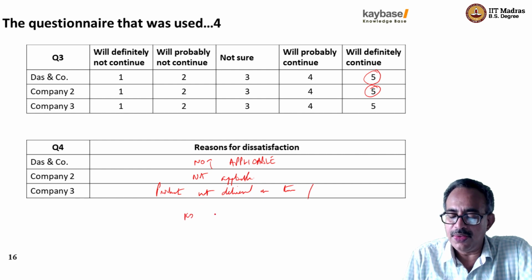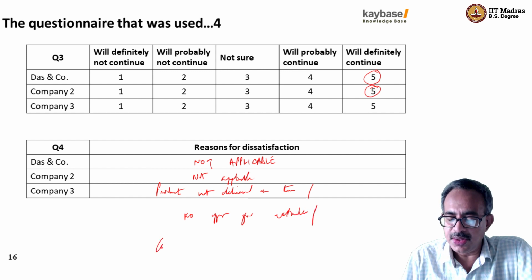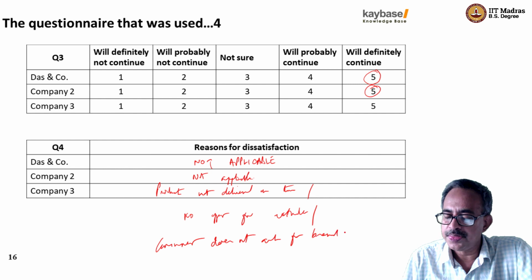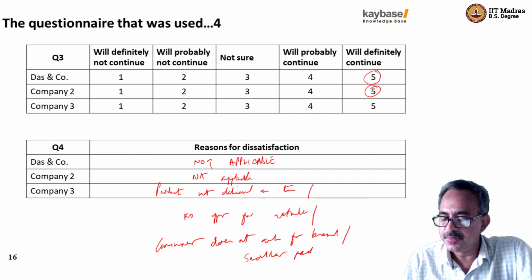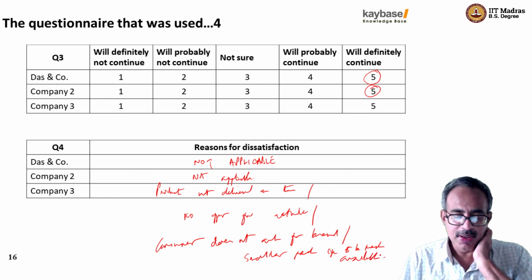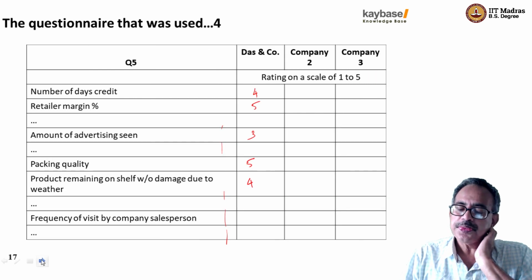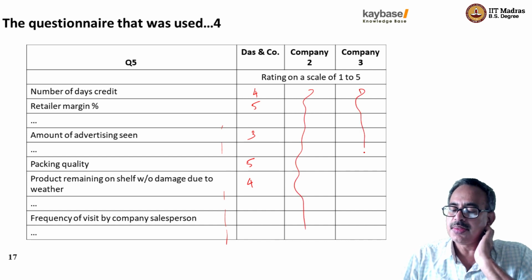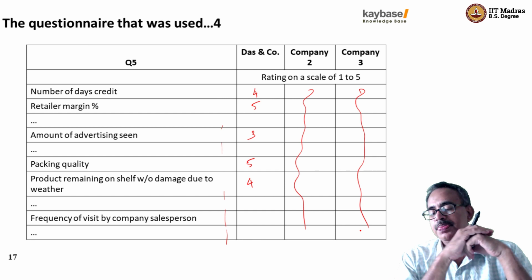Or somebody will say no offer for the dealer. Or they will say consumer does not ask for a brand. Right? Or I want a smaller pack size to be made available. So this is a typical questionnaire for the channel setting. And likewise, like we saw for Das & Co, there will be ratings for the other 2 firms as well here. So this is a questionnaire.